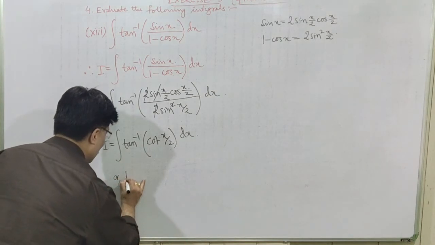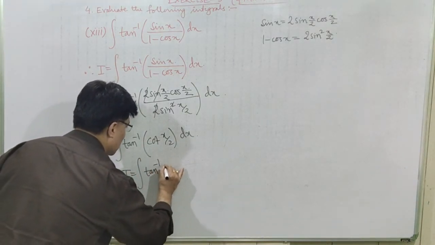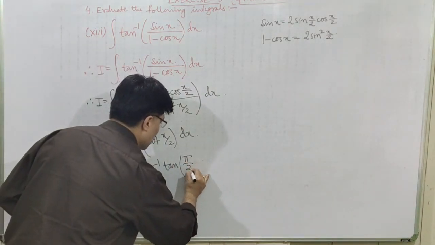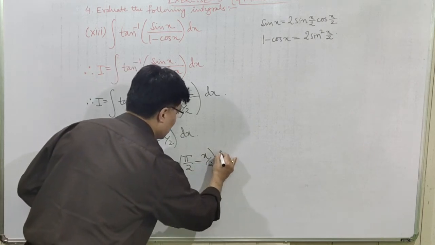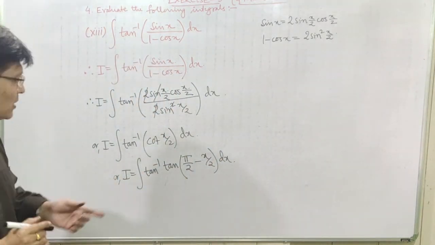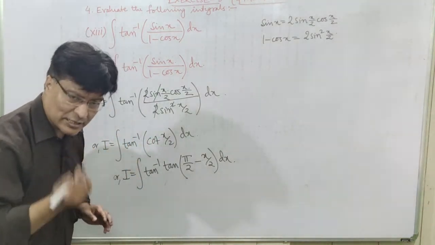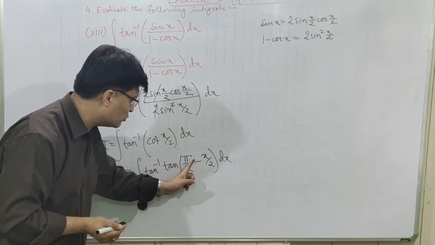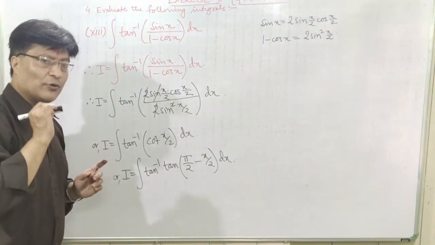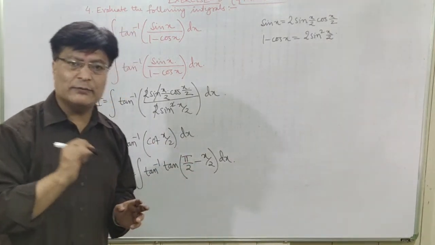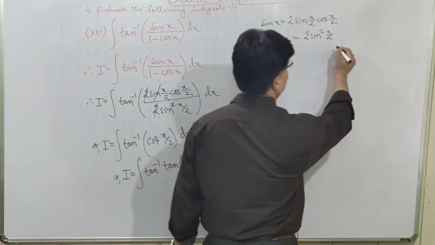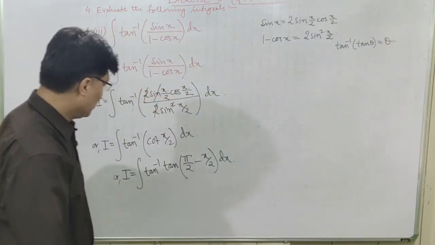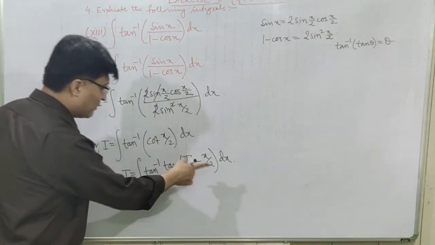Similarly here also, I is equal to the integration of tan inverse, so cot is changed into tan. Within the bracket you have to write 90 degrees, but 90 degrees should be written in terms of pi by 2, then minus x by 2, bracket closed, then dx. So there is another formula for cot x by 2 in terms of tan, that is tan of pi by 2 minus x by 2, then dx. From inverse circular functions, you know that tan inverse tan theta is only theta, isn't it? Similarly, what is tan inverse tan of pi by 2 minus x by 2? It is only pi by 2 minus x by 2.